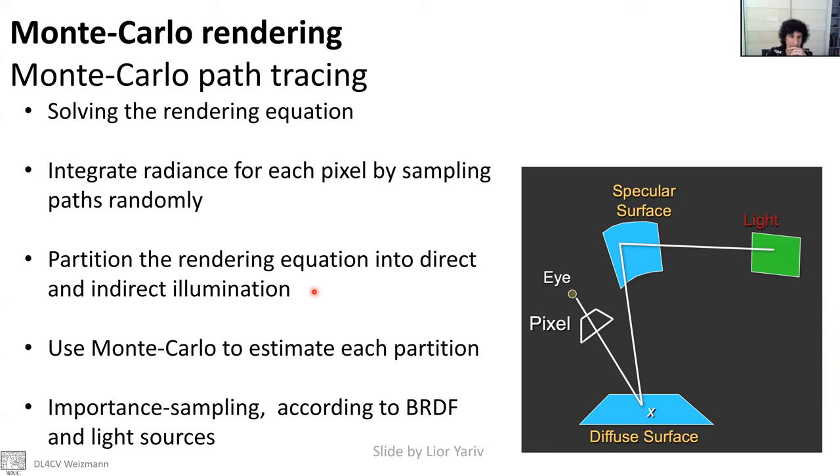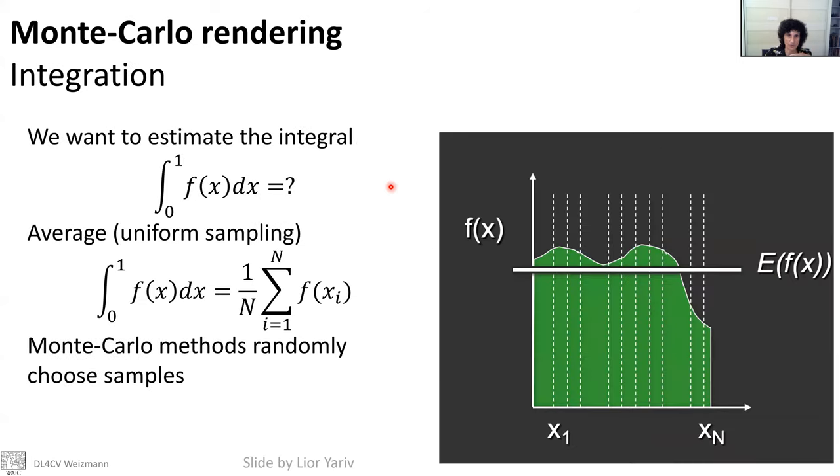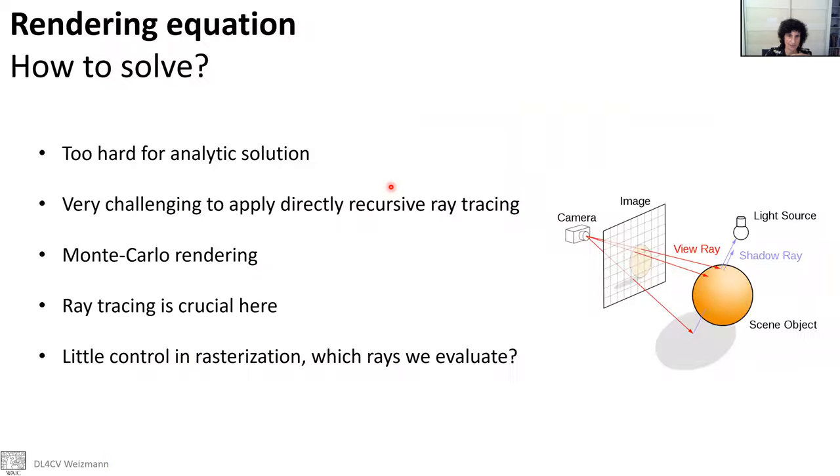So we would like to solve the rendering equation. Here we have light and we have some specular surface, so the light comes from here and also the light comes from here, and this is the eye and this is the pixel and this is the diffuse surface. All of this we would want to take into account. And I would like to integrate the renders for each pixel by sampling paths randomly. I would like maybe to go to this slide, sorry for that.